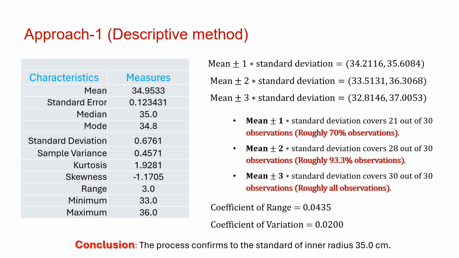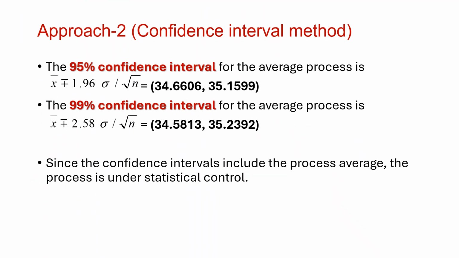Simple descriptive statistics based. So here is a slightly more advanced way of looking at the confidence interval method. We have a 95% confidence interval and a 99% confidence interval given here. Since the data follows a normal distribution, we can always construct a confidence interval for a given significance level. That is x bar plus or minus z alpha by 2 sigma by root n.